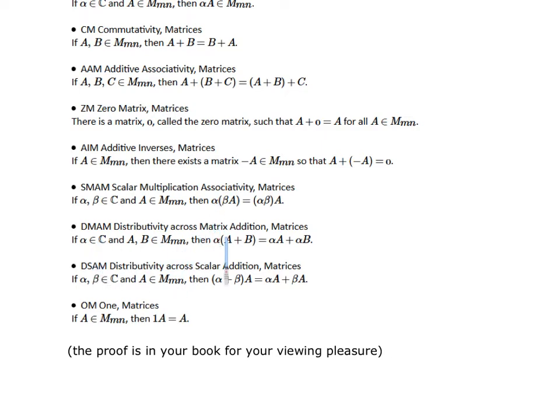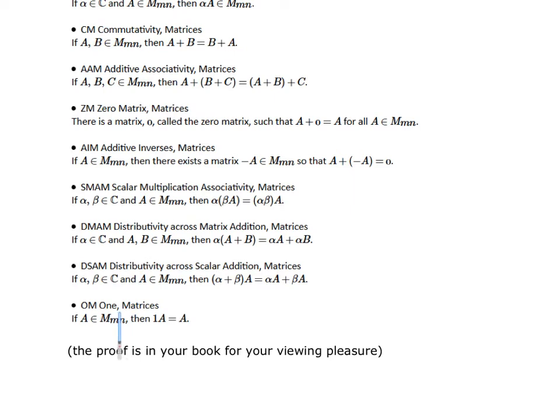We get the distributive property of scalars across addition. So I can add the two matrices first and then multiply by the scalar. Or I can multiply the scalar onto each one of the matrices individually and then add those two matrices. We have the other distributive property too: I can add the two scalars first and then multiply that by my matrix A. Or I can multiply each scalar by the matrix A and then add those answers together.